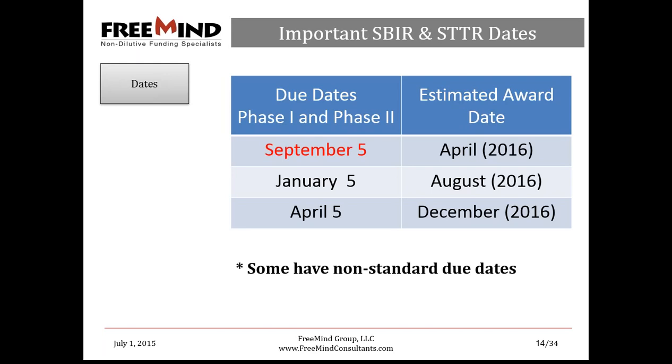Additionally to the standard due dates, there are also specific solicitation SBIRs that have non-standard due dates, and it is important when touching on those and trying to apply for them to make sure you know when this due date is. If it's not a standard due date, it's obviously important to know that.